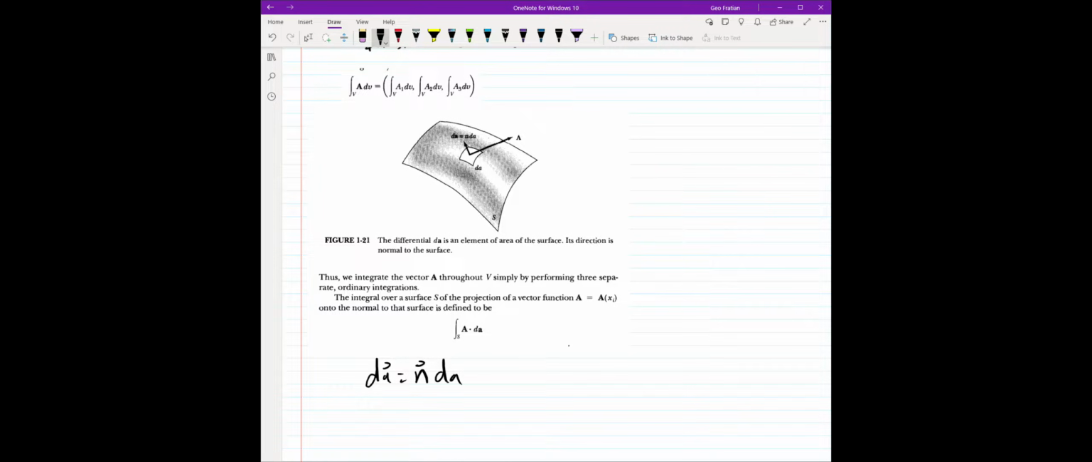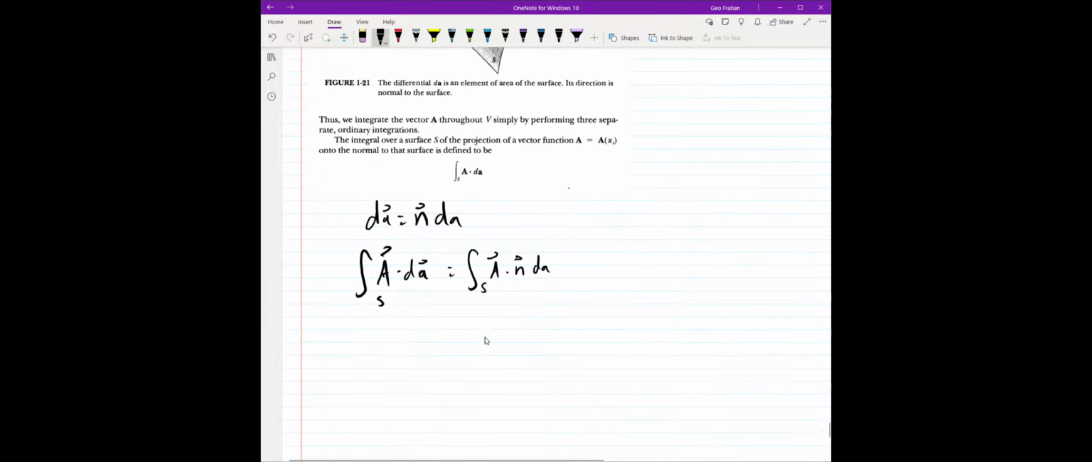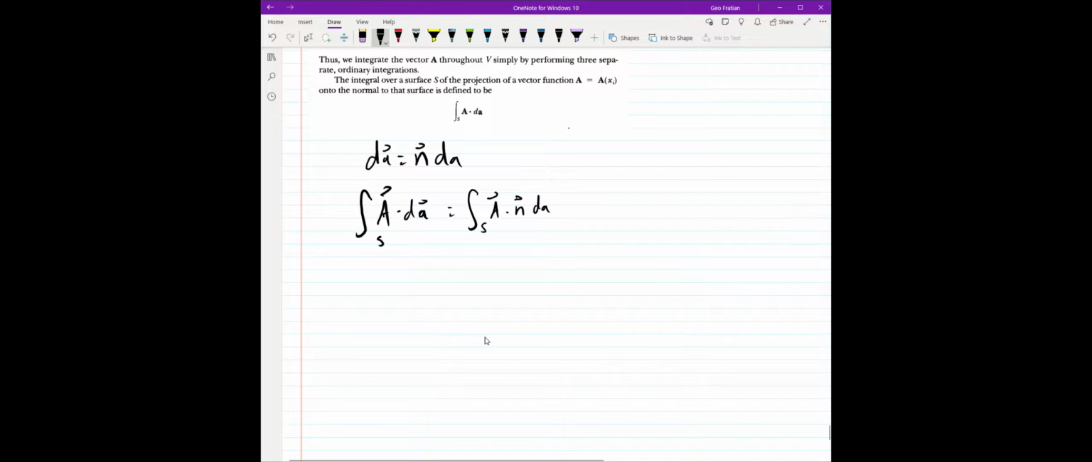So then the integral of A dot dA, vector over the surface, is equal to the integral over the surface of A dot n dA. Or in other words, A dot dA is equal to the integral over the surface of the sum of just your components, because that's what the dot product is, right?